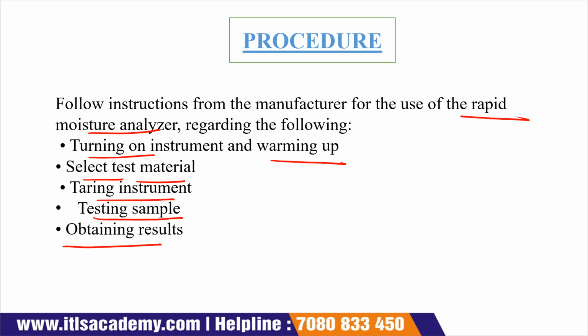It is very simple. What should we do? First of all, we turn on the instrument and leave it for warming. When it is warm, we select a material. Suppose we take corn flour. Then after that we tare the instrument, tare the value to zero, then we put a test sample into it and leave it for a result.